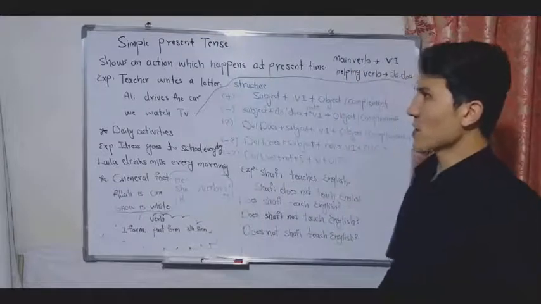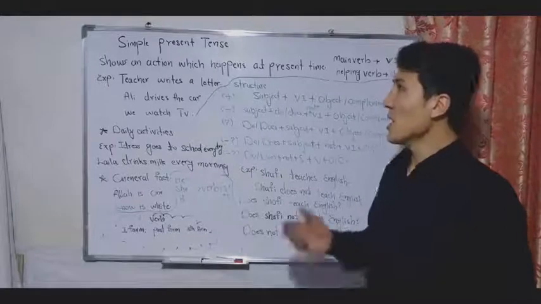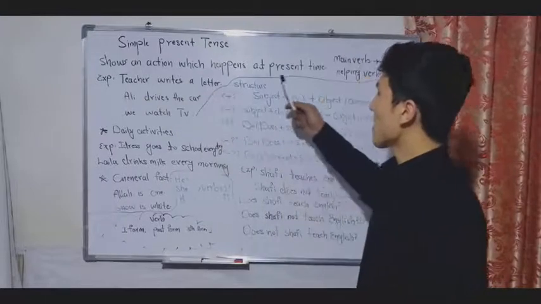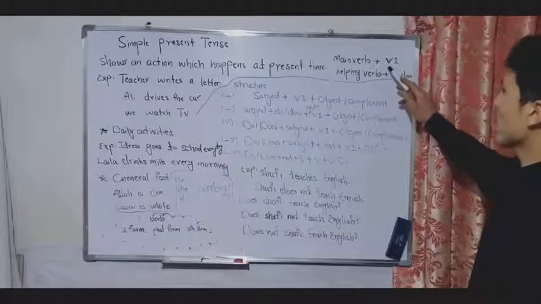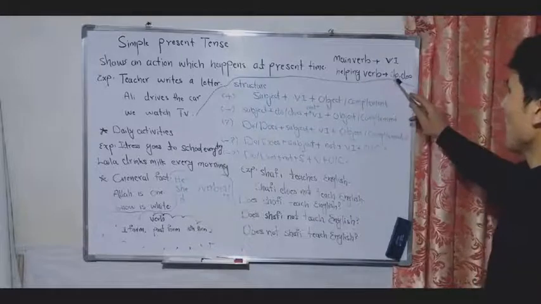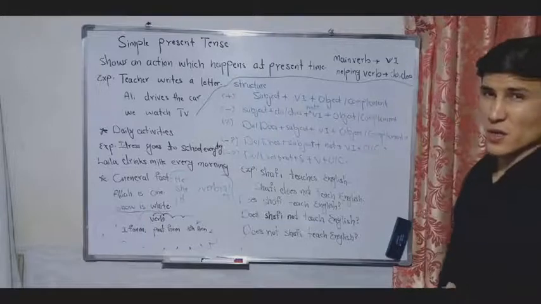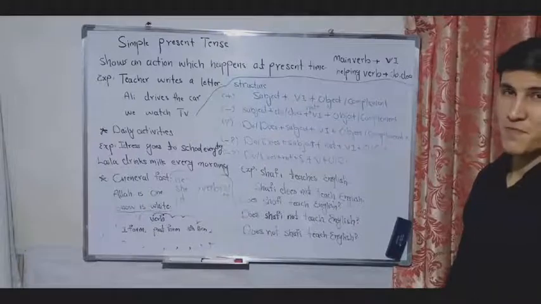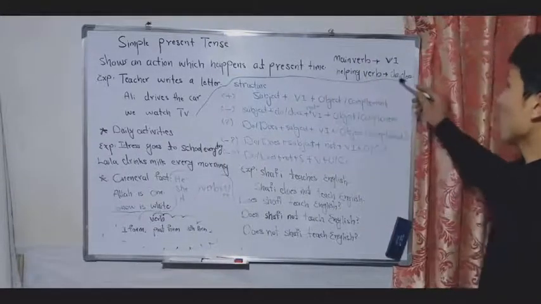There are different definitions for this tense, and actually this is a very easy tense in the English language. The definition is like this: it shows an action which happens at the present time. The main verb in this tense is the first form, the base form of the verb without any changes. The helping verbs are those verbs that don't have meaning, and we use them to form the negative and question forms of sentences. In this tense, the helping verb is do or does.